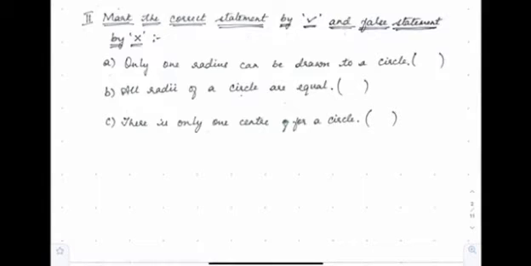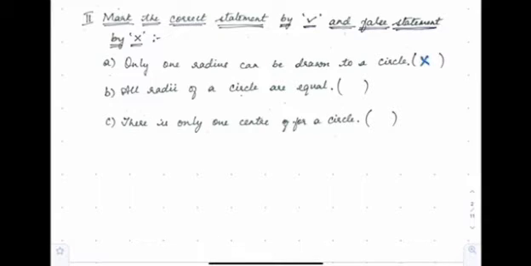Now mark the correct statement by a tick mark and the false statement by a cross. The first one: only one radius can be drawn to a circle. Is that true? No, not necessary. Since radius is the distance from the center to the circumference of the circle, along the circumference you can have any number of radii. And any radius that is drawn, it's all of the same distance. Correct, children? So this is wrong.